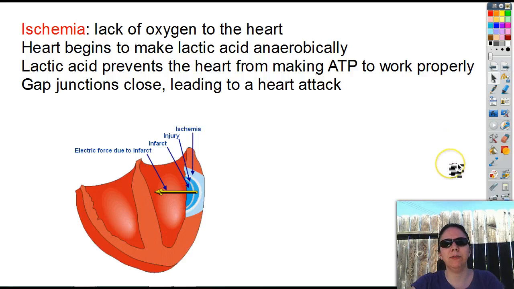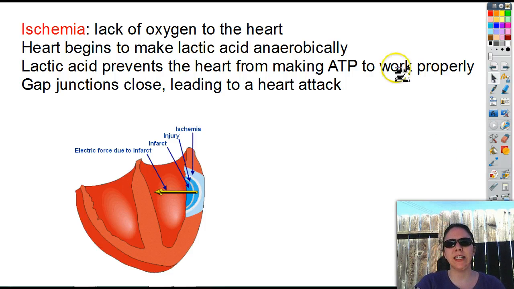So what happens if you can't get enough oxygen to the heart in order to do aerobic respiration? You get something called ischemia. And ischemia is the condition of having a lack of oxygen to the heart. Or you have an ischemic attack, which is basically saying a little part of your heart muscle is not getting enough oxygen. So what happens is that your heart starts to switch over to anaerobic respiration, which is bad, specifically lactic acid fermentation.